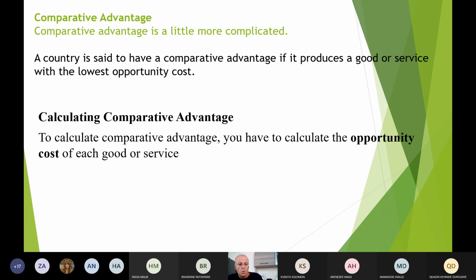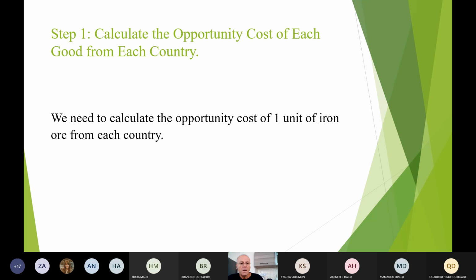For calculating the comparative advantages, we are using the opportunity cost, as I said to you, for each good and service. Step 1, calculate the opportunity cost of each good from each country. We need to calculate the opportunity cost of 1 unit of iron ore from each country first, for being able to determine which country is producing better off and having the advantages for becoming the trade partner.